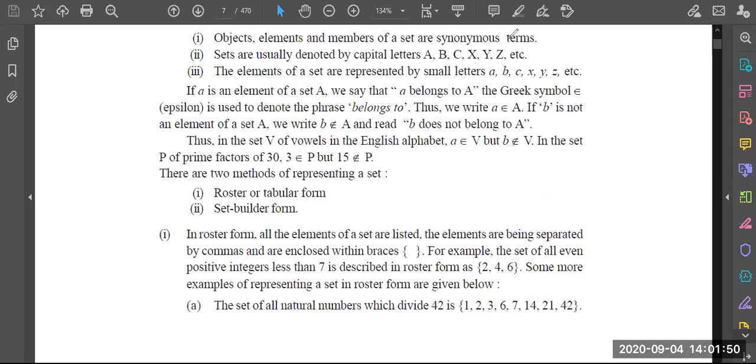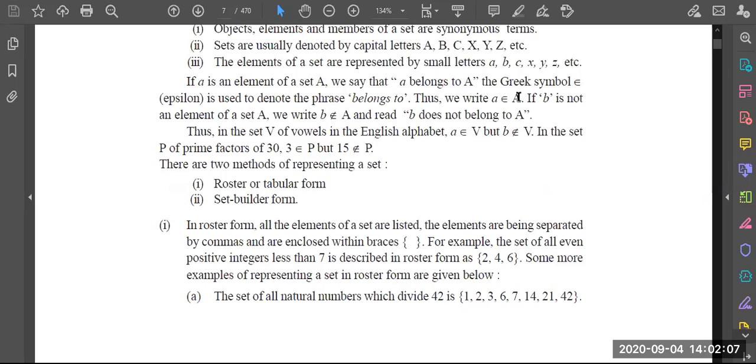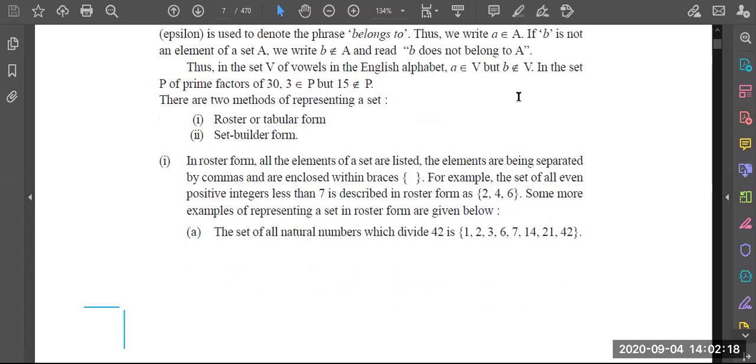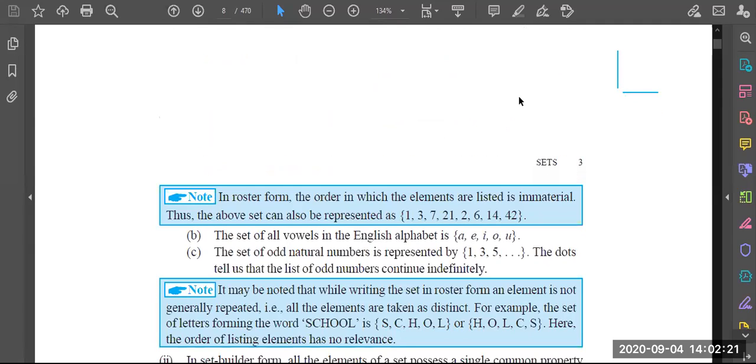So if I ask you to write the vowels, you will write A, E, I, O, U in the bracket with commas, right? So that is also your roster form. Obviously there are some sets which can be represented easily in roster form, whereas there will be some sets which will be represented easily in set builder form. So in roster form, the elements are kept within a curly bracket and separated by commas. It's easy, right? That's all you have to understand in roster form.